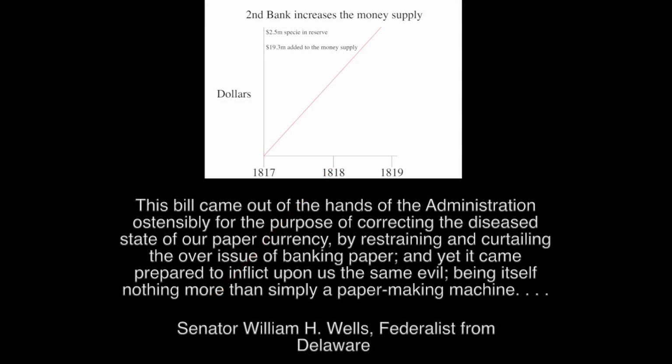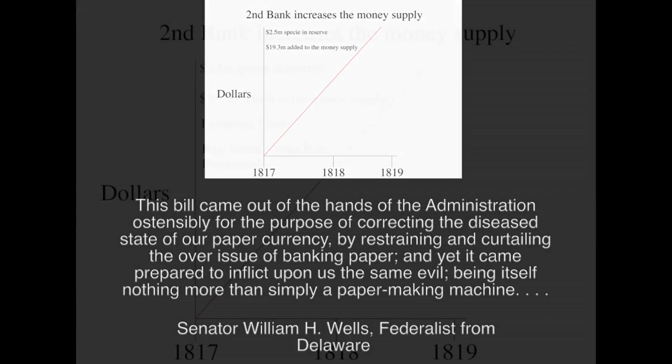Senator William H. Wells, Federalist from Delaware, noted in some surprise that this bill came out of the hands of the administration ostensibly for the purpose of correcting the diseased state of our paper currency by restraining and curtailing the overissue of banking paper, and yet it came prepared to inflict upon us the same evil, being itself nothing more than simply a paper-making machine.